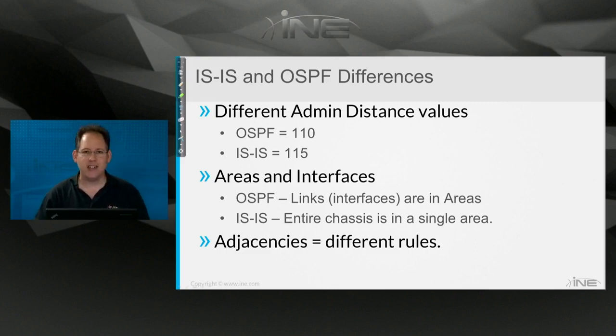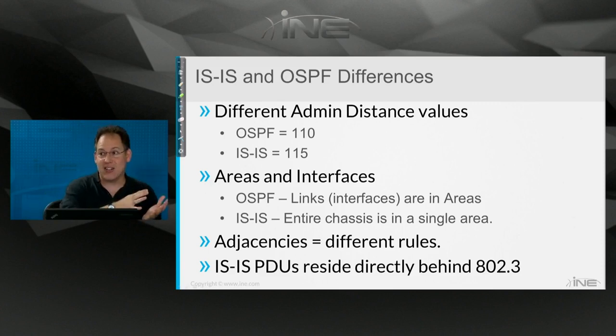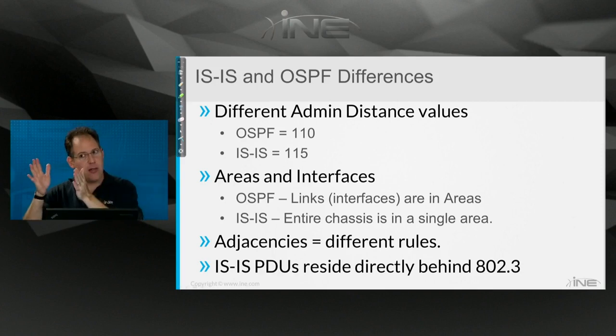So for forming adjacencies, there's almost nothing required, but there are a couple of requirements and we'll talk about those. And also, like I already mentioned, ISIS PDUs, because they were not originally designed to ride inside of or transport IP information, are actually directly behind your layer 2 header. So when we start doing some sniffer traces, you'll see you've got your 802.3 header and then ISIS right behind that.